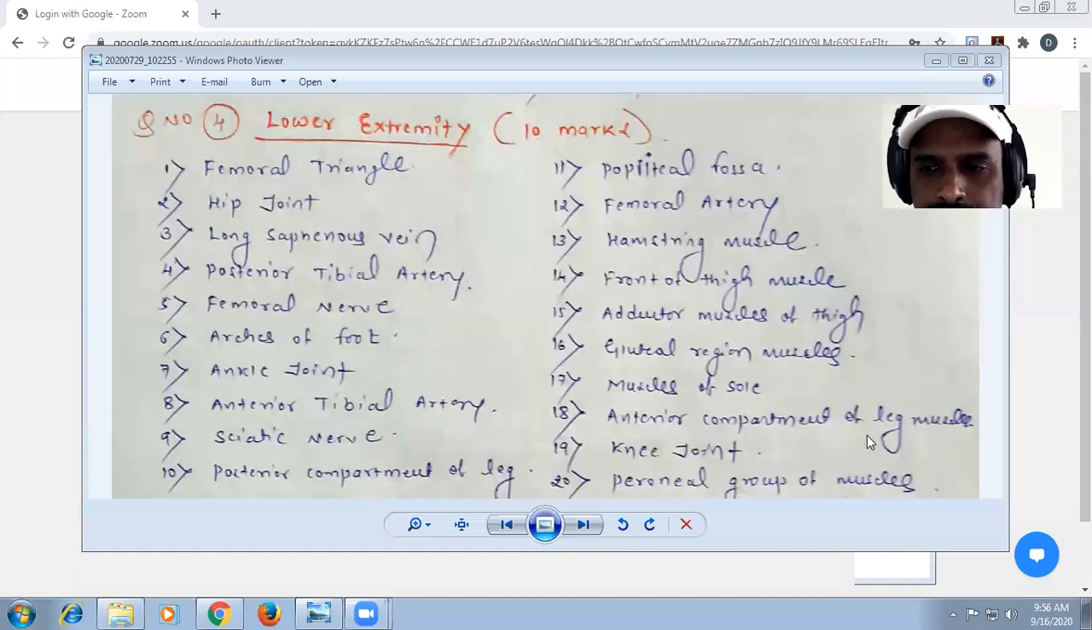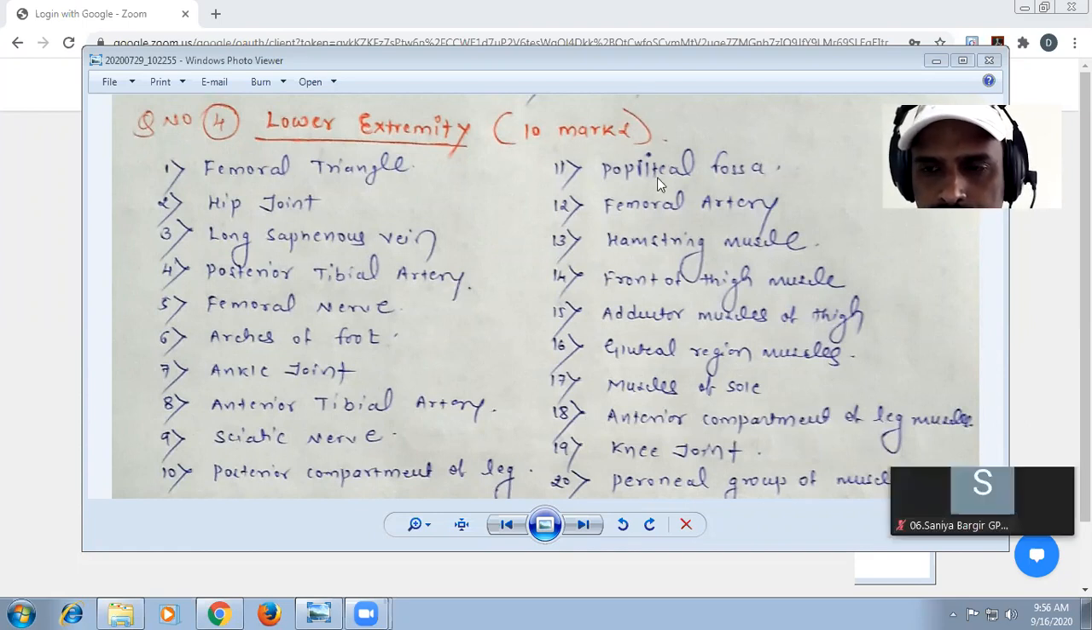Anterior compartment of the leg. Anterior compartment of leg consists of the tibialis anterior, extensor digitorum, extensor hallucis longus. All these will be included as the anterior compartment of leg muscles. So you should know almost all these points. Whether any muscle is asked, group of muscle is asked, or single muscle is asked, you should be able to write the origin, insertion, nerve supply, and its action. These 4 headings you must write. That is the one thing you have to remember, for the anterior compartment of leg or any group of muscle that is asked.